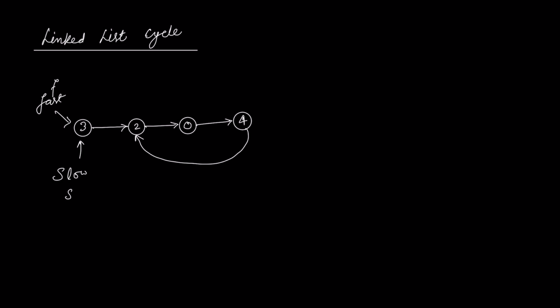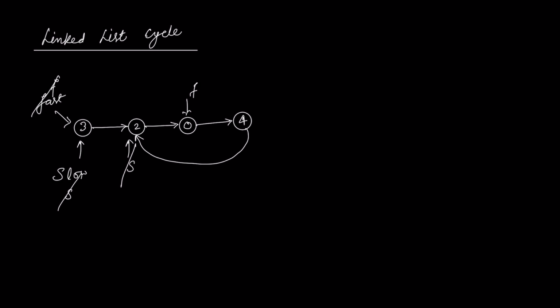So what will it do here? Slow will move one next position, and F will move two next positions. So F will come here. Whenever S is equal to F, that means the slow pointer is equal to the fast pointer, in that case there will be a cycle.